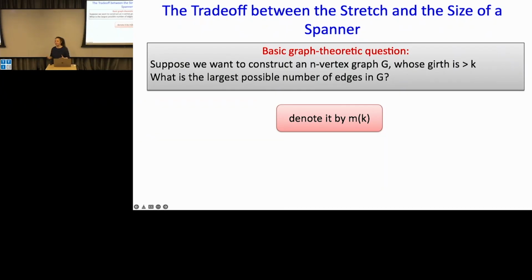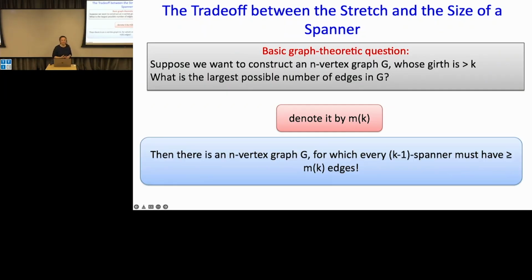And as we're going to see, this m of k is very closely related to the size trade-off of a spanner. For example, it's easy to show that there is some n-vertex graph G in which every k minus 1 spanner must have at least m of k edges. Let me show you this, it's very quick.